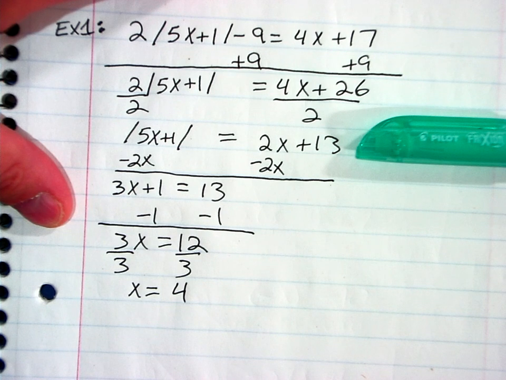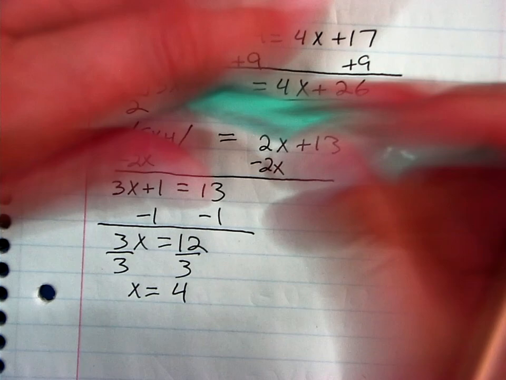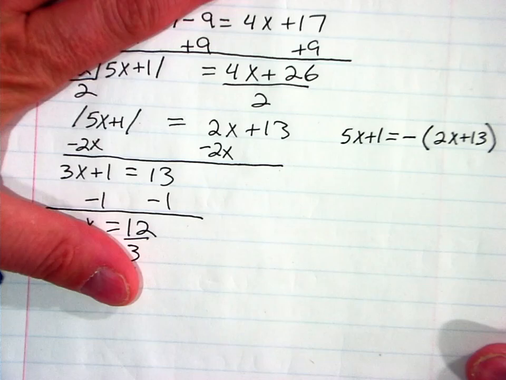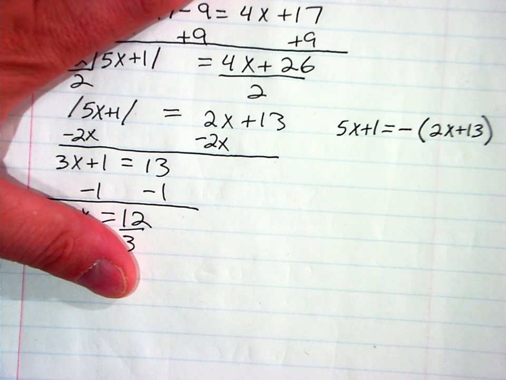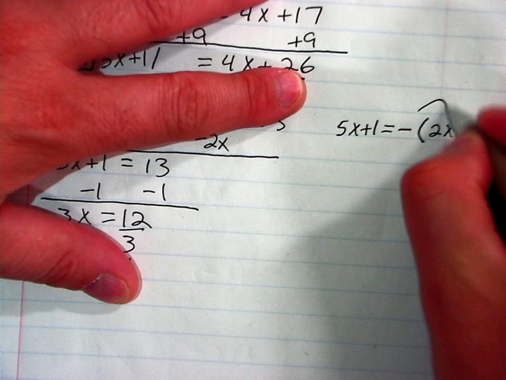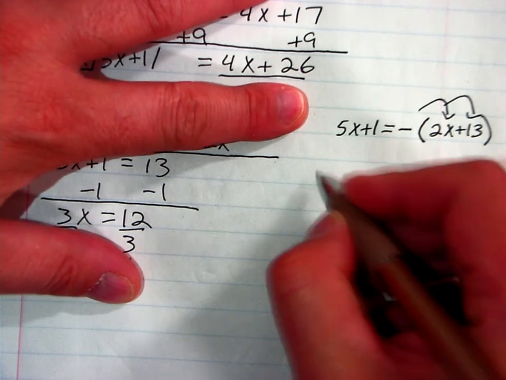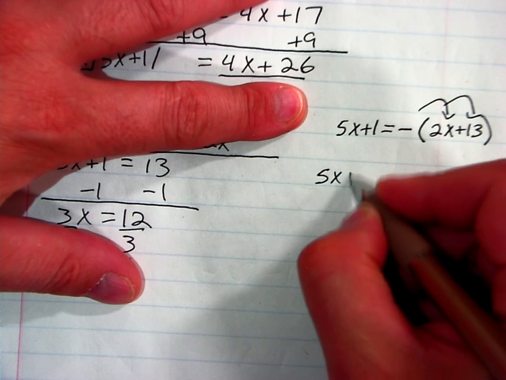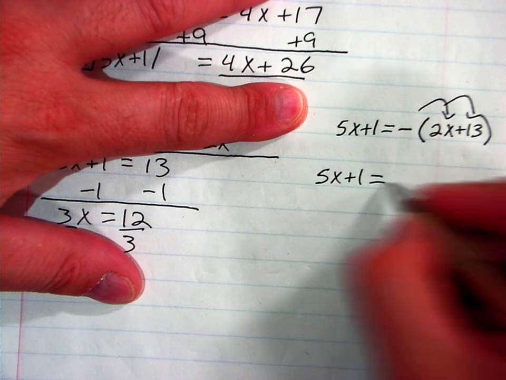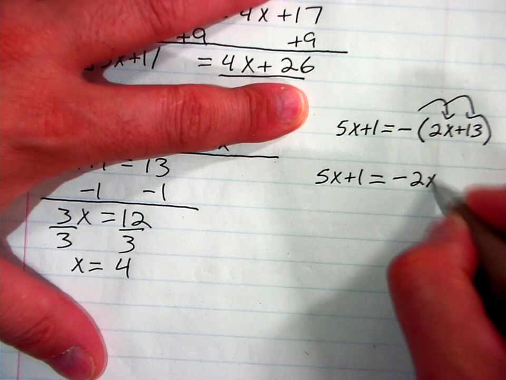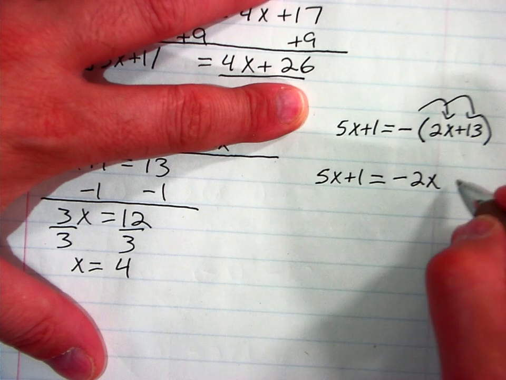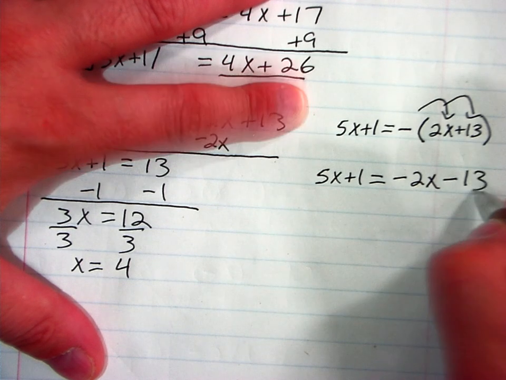All right, let's go on to the other side. What property do I need to use to make this negative sign disappear? It is a multiply, but it's a special name. Begins with D. Distributive property. Very good. So now I have 5x plus 1 equals negative times 2x is negative 2x, negative times 13 is negative 13.